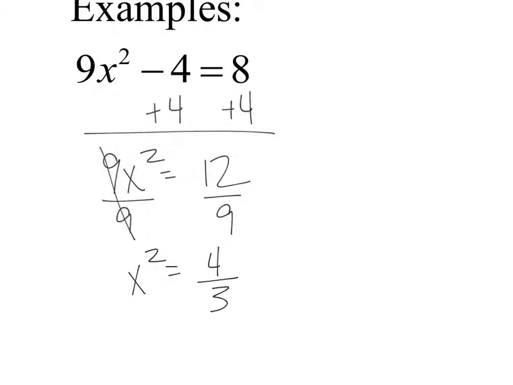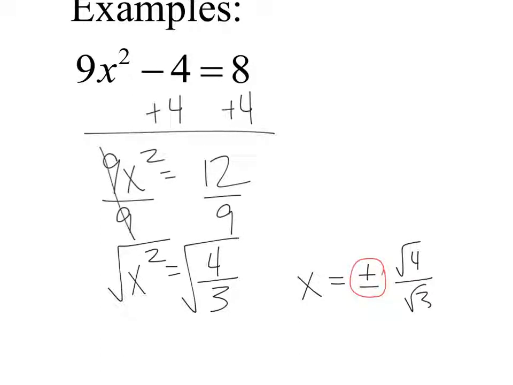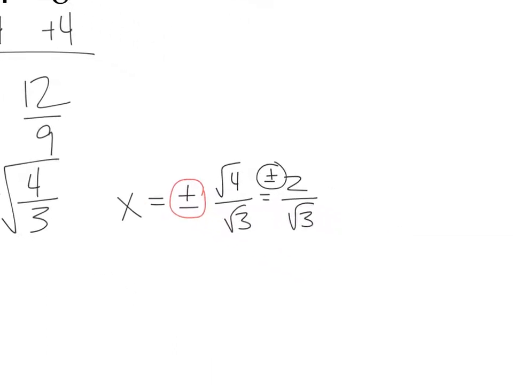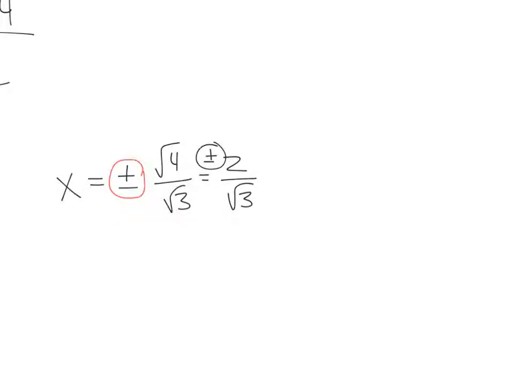And now what we're going to do is square root both sides. And when you square root both sides, that gives you just an x on the left, but you can't forget your plus or minus here. I'm going to circle it, because whenever you square root a number on each side of the equation, you need to have that plus or minus symbol. So when I square root the 4 and square root the 3, that gives me 2 over radical 3 with my plus or minus in front. And we should probably rationalize that, because remember we can't leave radicals in the denominator. So I'm going to multiply top and bottom by radical 3. And that's going to give me plus or minus 2 radical 3 over 3.